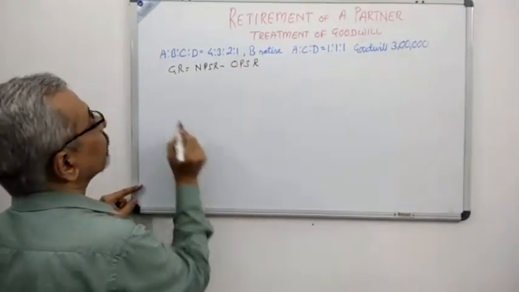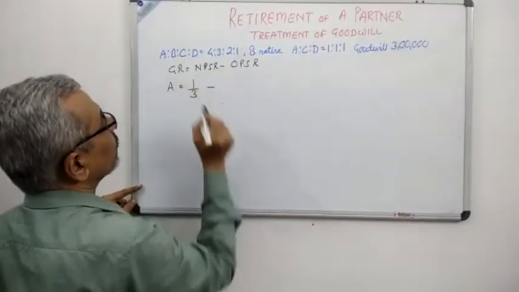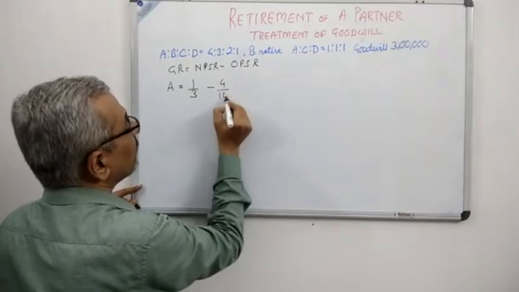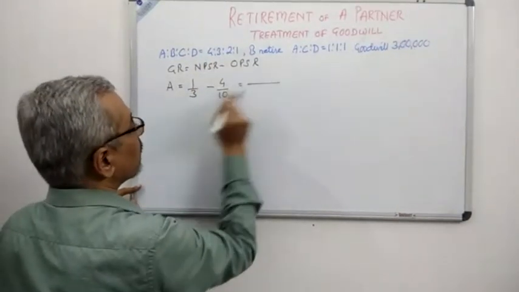Now first we'll find it for A. What is A's new share? 1 by 3. What is old share? 4 by 10. How 10? 4 plus 3, 7, 9, 10. So what is the LCM of 3 and 10?